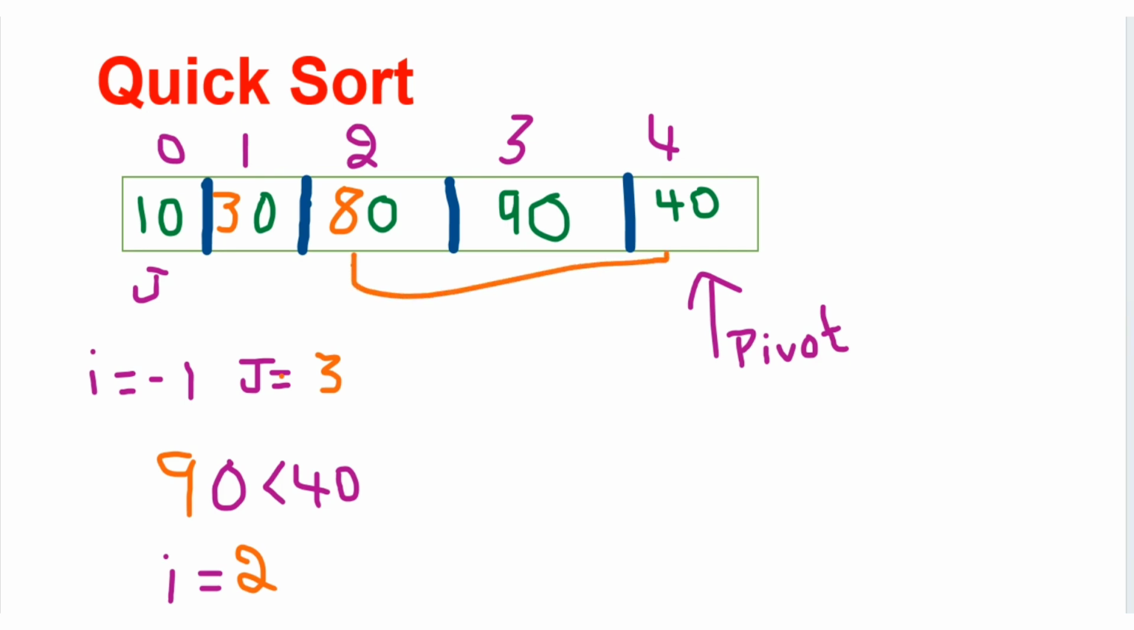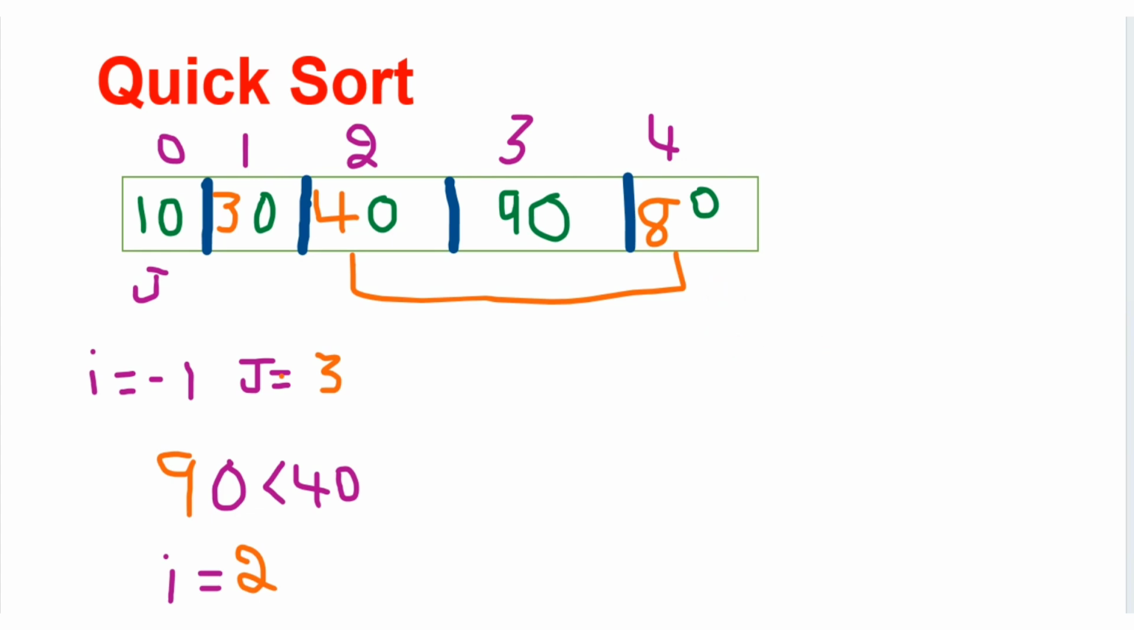Since the traversal of j has ended, now move the pivot to its correct position. This is the pivot element, right? First, we need to increase i. i plus 1. i is already equal to 1. Now we need to add another 1. 1 plus 1 is equal to 2. So now i is equal to 2, which is 80.